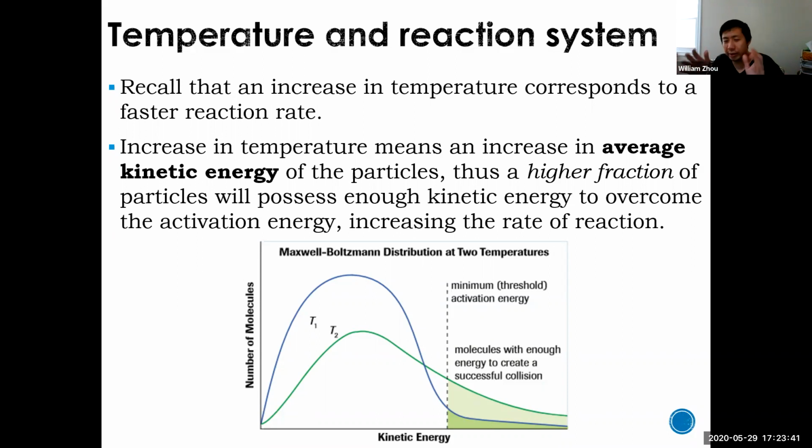It's like you took the curve and you pulled it to the right. So now, once you heat it up, you increase the kinetic energy. So now more particles will have sufficient energy in order to react. So now you have a higher fraction of effective collisions. So therefore, higher reaction rate.